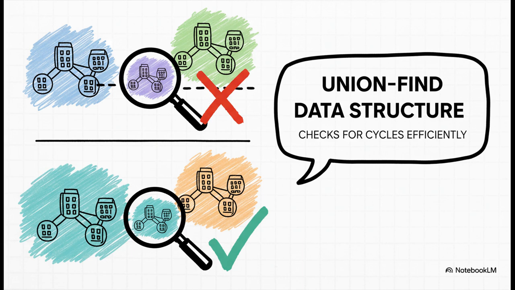But you might be wondering, how does it know if it's about to create a cycle? Well, that's where it pulls out its secret weapon, a super clever data structure called Union Find. Just think of it like this. It keeps track of different teams or groups of connected offices. Before it adds a new cable, it asks Union Find, hey, are these two offices already on the same team? If the answer is yes, then adding that cable would create a loop, so it's a no-go. It is an incredibly fast way to keep things from getting loopy.